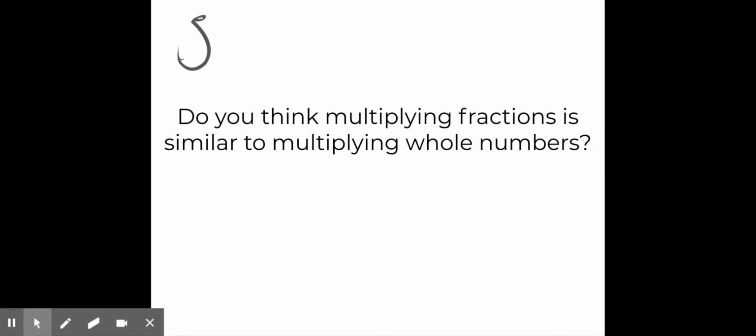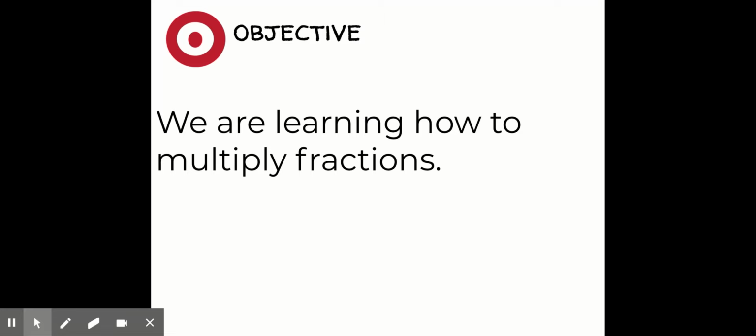Now, I am going to tell you that multiplying fractions is similar to multiplying whole numbers. We can actually use some of the same multiplication properties to help us as we multiply. And you'll find that as we go through this lesson, you'll pick up those similarities and it'll take you back to when you were practicing your multiplication facts. So, our objective today is that we're learning how to multiply fractions.